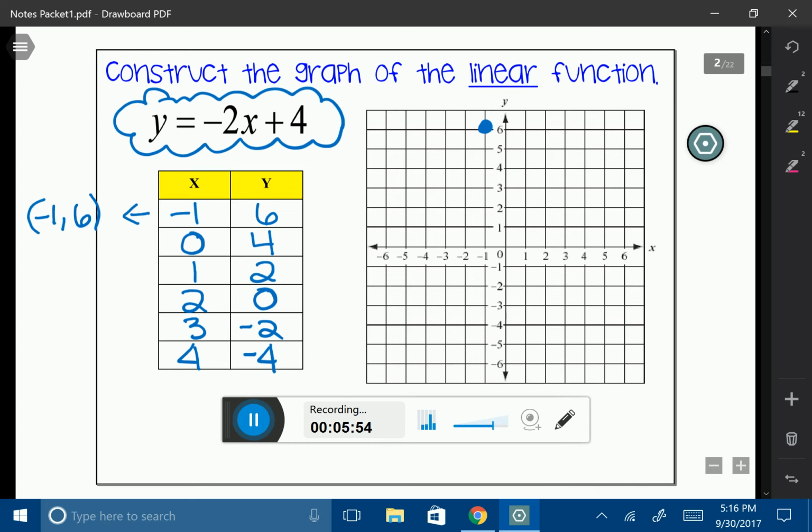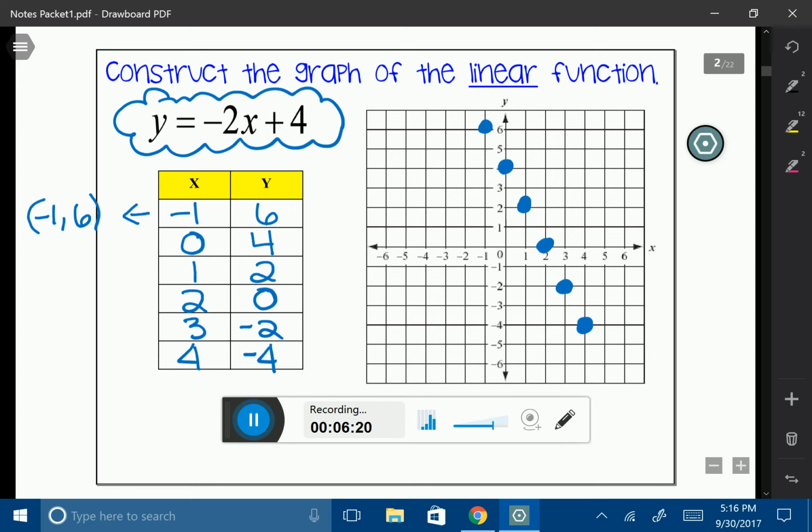All right, 0, 4. I'm going to start at my origin, and I'm not moving left or right at all, but I'm going to go up 4. 1, 2. I'm going to start at my origin and go to the right 1 and up 2. And I'm going to go ahead and continue this process.